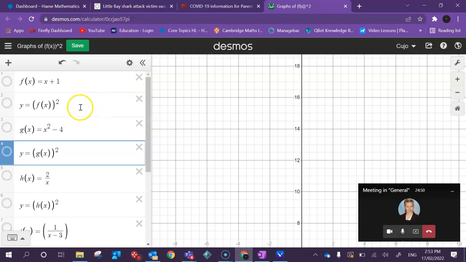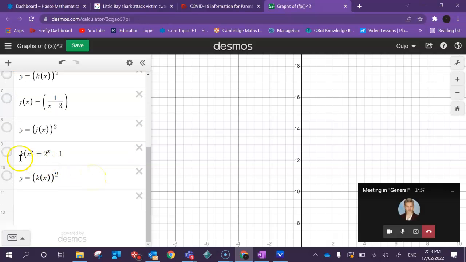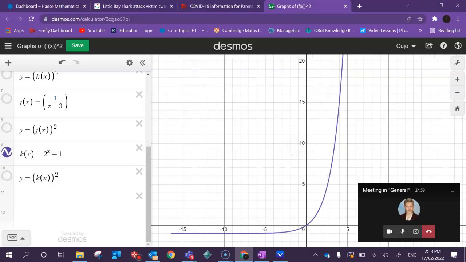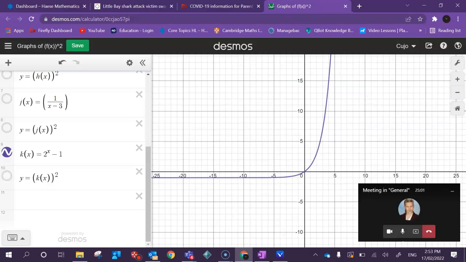Let's try it. Which one are we doing? Oh, that one's not fun enough. Can we do like a power of 16? Oh! Exponential function. That's k of x.